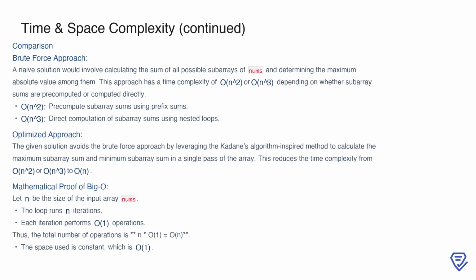In contrast, the optimized solution applies a Kadane's algorithm-inspired technique, which calculates the maximum subarray sum and minimum subarray sum in a single pass through the array. This eliminates the need for nested loops or pre-computations, reducing the time complexity dramatically from O(n²) or O(n³) to O(n). Mathematically, this is derived from the fact that the loop runs n iterations, and each iteration involves only O(1) operations, leading to a total time complexity of O(n). The space complexity remains constant, or O(1), as no additional memory is used beyond a few scalar variables.